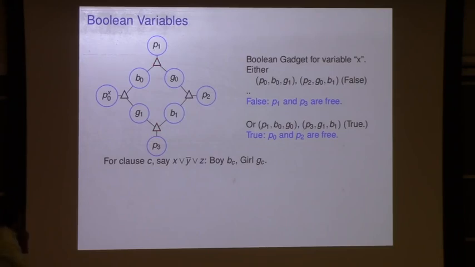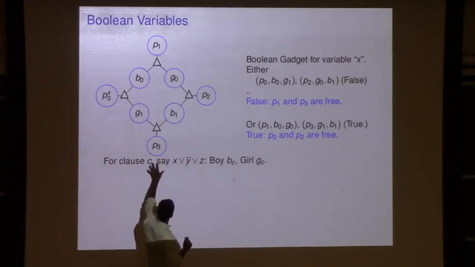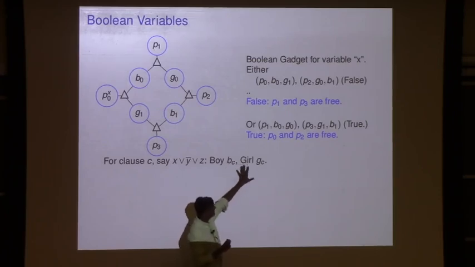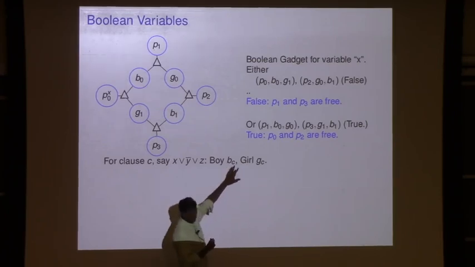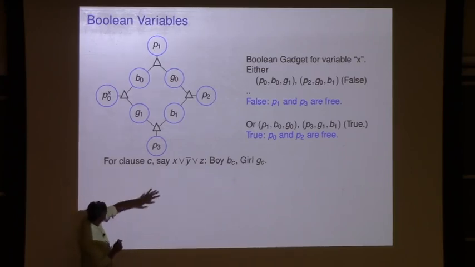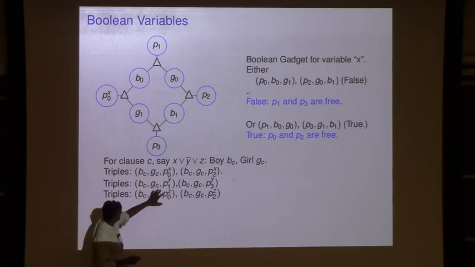Okay, so let's say you have a clause, X, not Y, and Z. What we're going to do for the clause is build a clause gadget. For the clause gadget, we make a boy for that clause and a girl for that clause. And now the truth of it is going to be made available by which pet they use. So we're going to make these the triples that involve this boy and this girl. All these things are the same in all these triples.